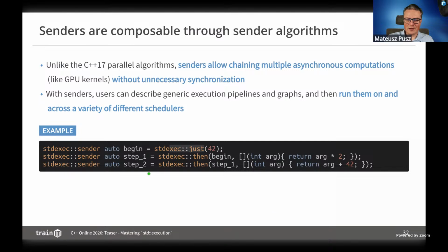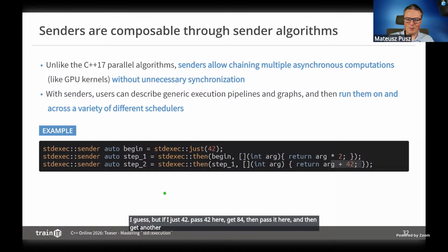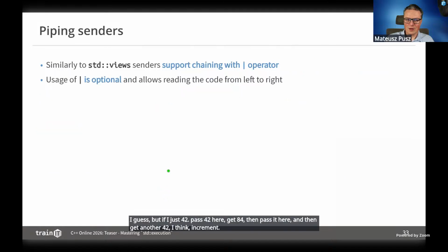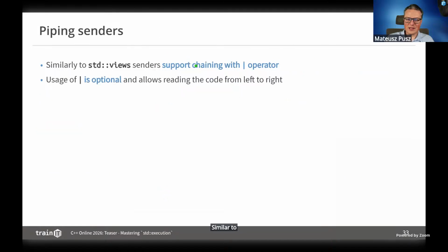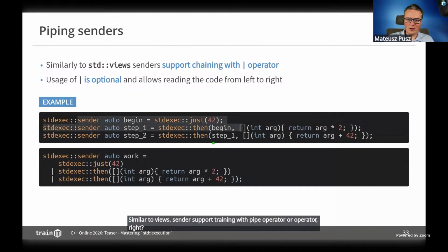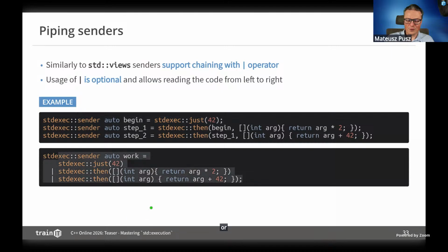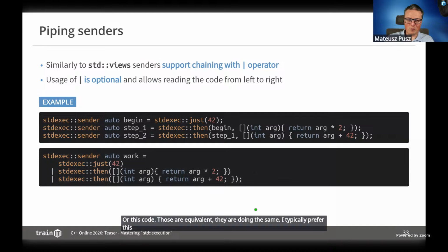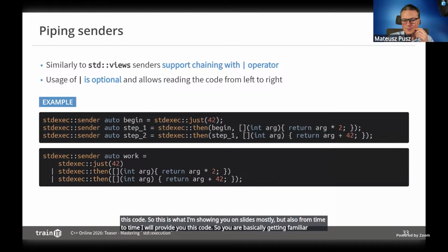I can specify just 42, pass 42 here, get 84, then pass it here, and then get another 42 increment. Similar to views, senders support chaining with the pipe operator, or operator, right? So you can write this code or this code. Those are equivalent, they are doing the same. I typically prefer this code, so this is what I will be showing you on slides mostly, but also from time to time I will provide you this code so you are getting familiar with this as well.